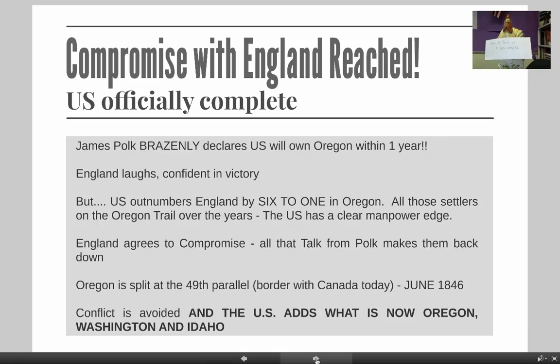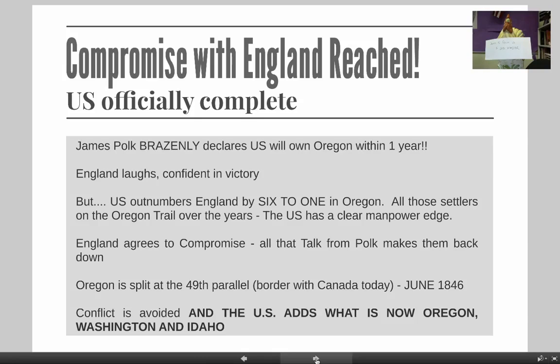England does not realize, but all these people coming from east to west on the Oregon Trail and the Christian missionaries that came over in the 1830s and 1840s actually give the United States a huge manpower edge. So once England takes stock of the situation, they realize that, although they might be able to go to war, it would be a very taxing war with the United States. So England agrees to a compromise. All that talk from James K. Polk makes them back down, almost like a Jedi mind trick.